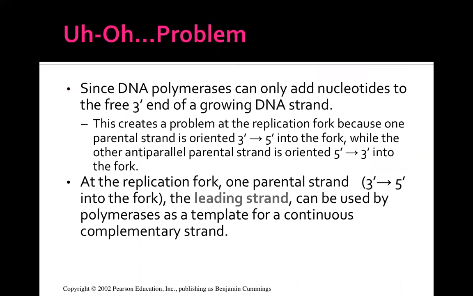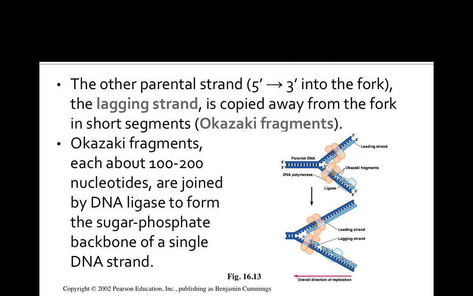So because I can only add nucleotides to the free 3' end of the growing DNA strand, I have an issue. I have my replication fork. One parental strand is 3 to 5, the other is 5 to 3. At the replication fork, the parental strand that is 3 to 5, which means now I'm adding 5' to 3', is the leading strand because the polymerase can use it as a template and it just goes. It doesn't have to worry about anything.